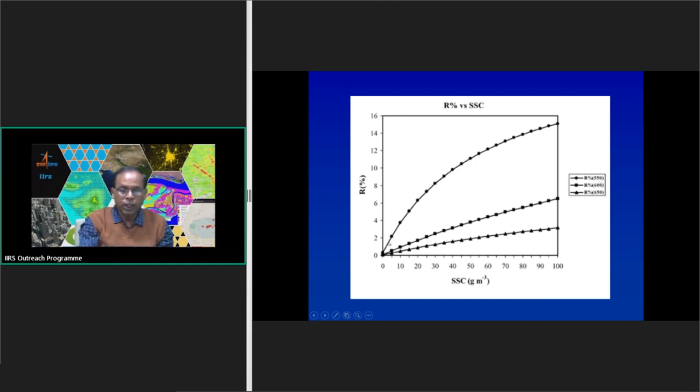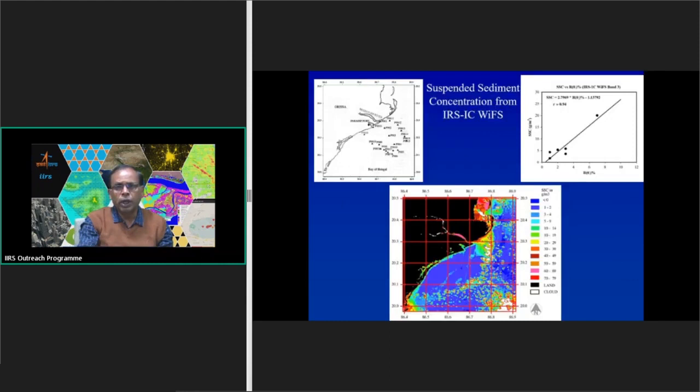So the relationship is becoming non-linear when you are approaching the shorter wavelength, and it is becoming linear when you are approaching longer wavelength. So based on that, you can formulate the algorithm whether it will be non-linear or linear. Similarly, we have taken IRS-1C WiFS data, and the red band we have taken, and that shows you the linear relationship with suspended sediment concentration.